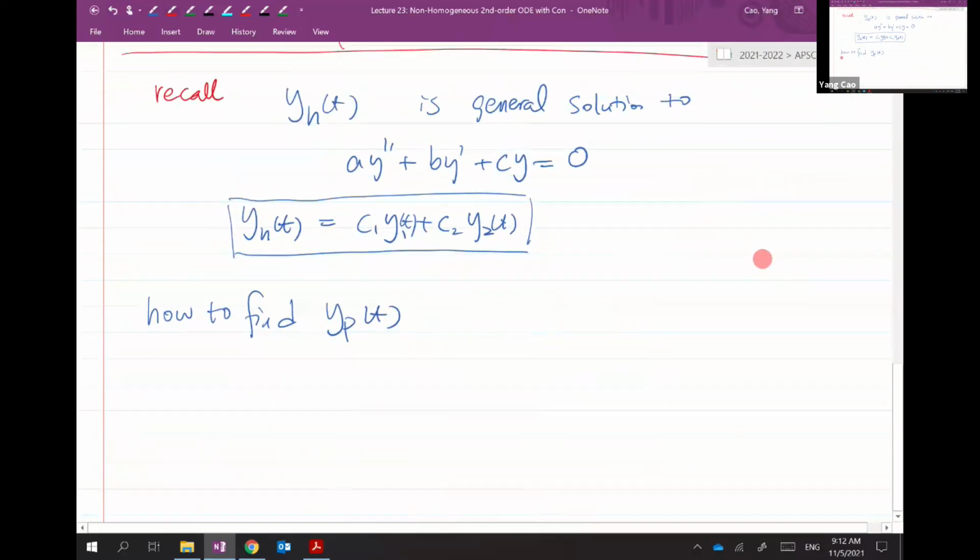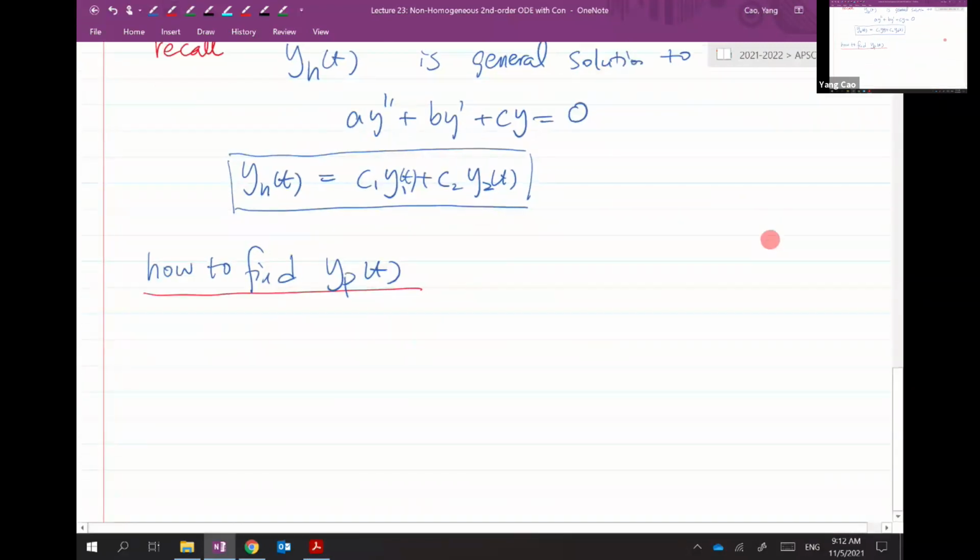The next part of the lecture, and maybe also the lecture after this one, we'll focus on how to find this particular solution. This has something to do with the handout I gave you, which is taken out of the lecture notes. We're going to cover two different approaches to solve for this y_p of t. Let me rewrite it here: y_p is a particular solution to a y double prime plus b y prime plus c y equal to f of t.